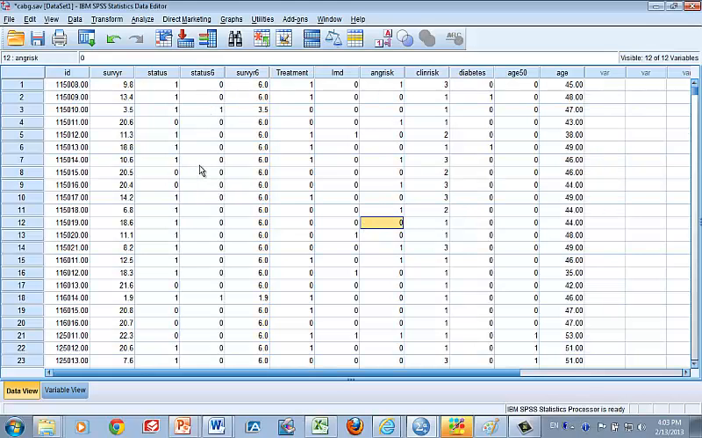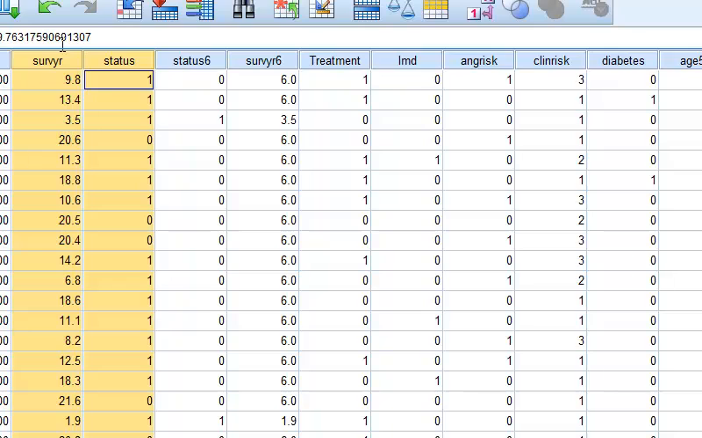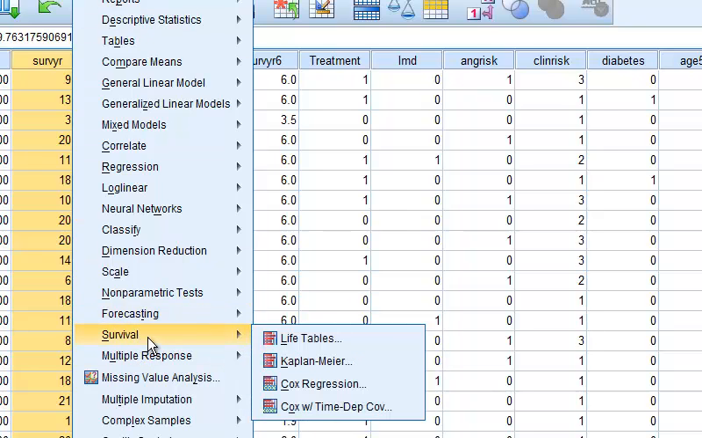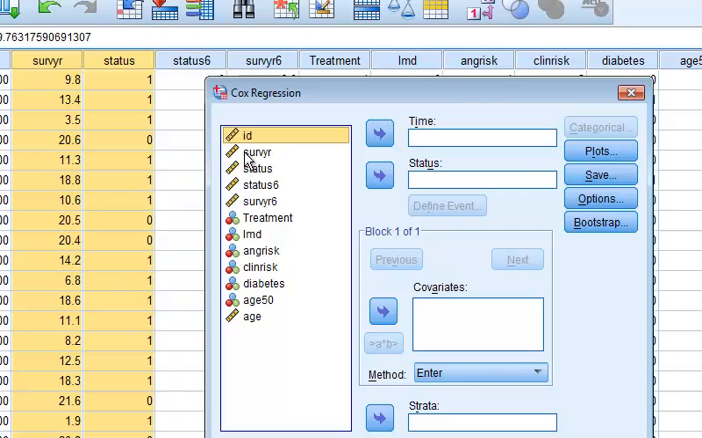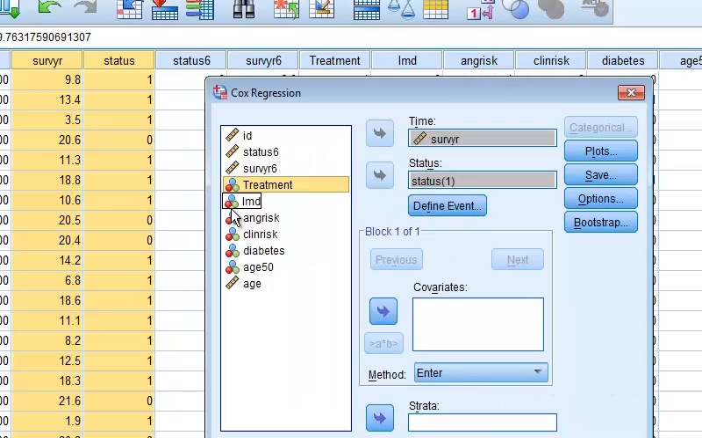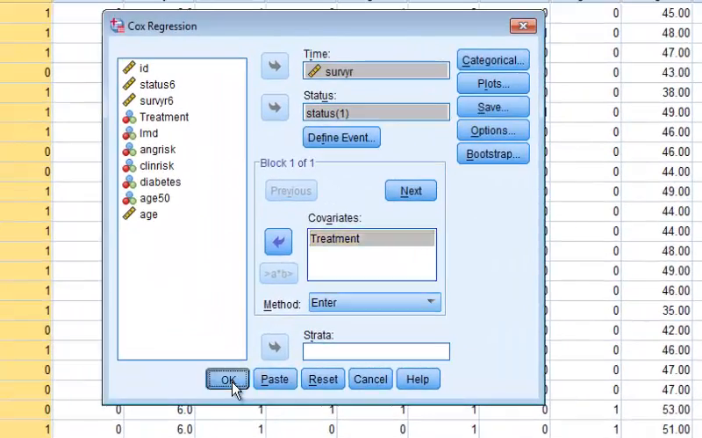All right, so this is the CABG data set. Here we don't use the 6-year outcome. Instead, we are going to use the 22-year outcome. So let's do Cox regression. You go to Survival and Cox Regression, and survyear is the time, and status is the binary status variable, and we tell SPSS we code the death as 1. We want to see the effect of CABG, and the variable for that is treatment, so you put it under the covariate box. It's 0-1 coded, so you don't have to worry about the categorical box. Let's go ahead and perform Cox regression.